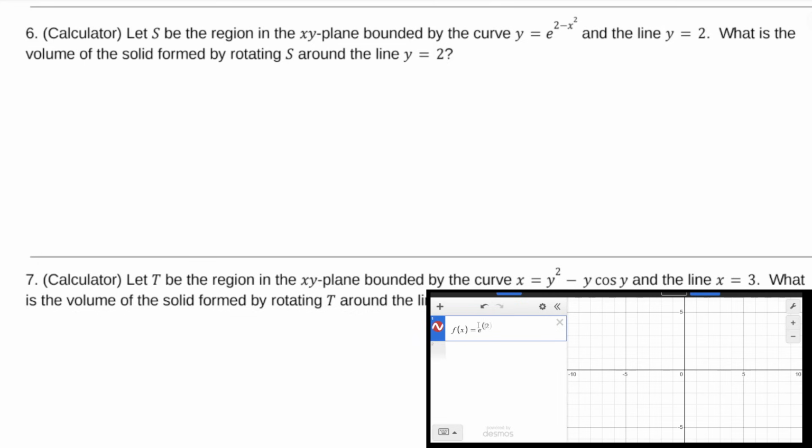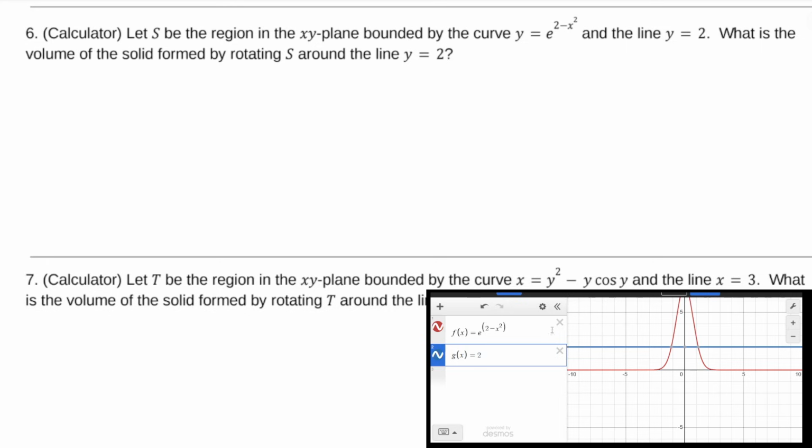You have to be careful with the parentheses. Sometimes it really doesn't like that, and if you use it in the exponent, sometimes use the parentheses. And then the line y equals 2. So we call it g of x equals 2.